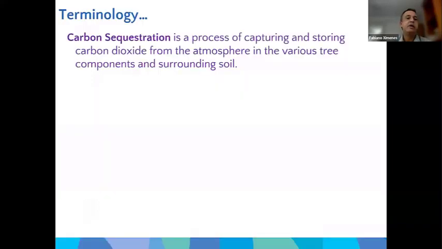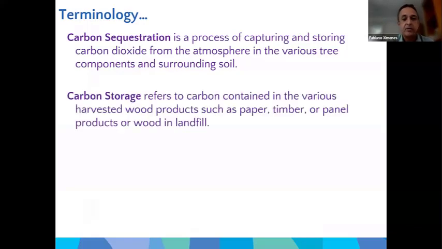Just to start, one of the things with carbon is that terminology can get quite confusing, so it's important to make sure everyone's on the same page. It's important to understand the difference between things like carbon sequestration and carbon storage, for instance. Carbon sequestration is the active process that the trees undertake of capturing carbon dioxide from the atmosphere, and that then gets stored in various components of the tree and the soil as well. Carbon storage is what happens after the sequestration has taken place. That's when carbon is actually contained in a range of different products, for instance, paper, timber, or panel products, and then eventually wood in landfills.